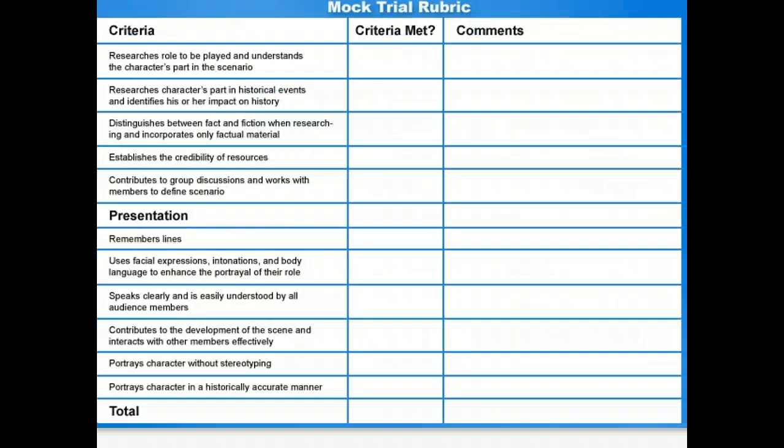Finally, we have an example of a rubric for a 10th grade role-playing exercise. For this example, students are recreating a mock trial. They work in groups, but are graded individually. This time, the rubric is a checklist in which each check is a point added to the total score. Historical accuracy and the credibility of research are stressed in this rubric.